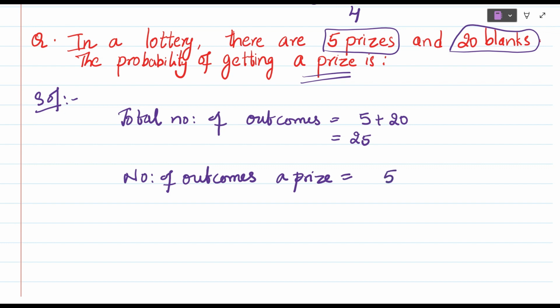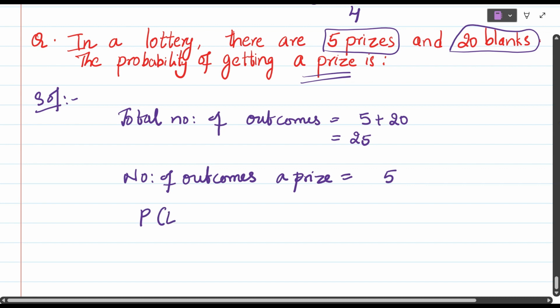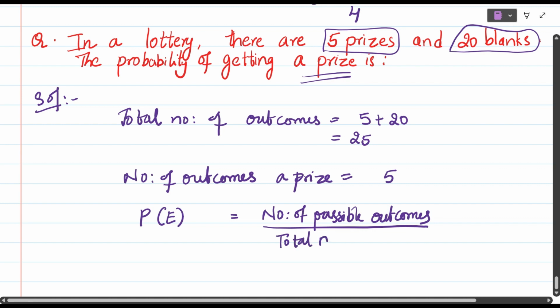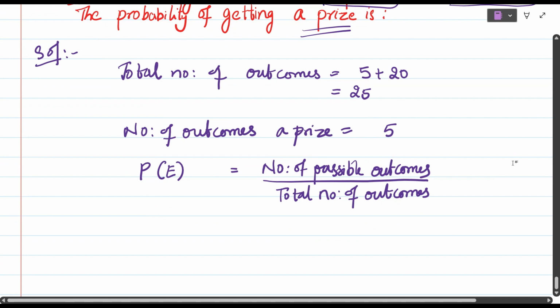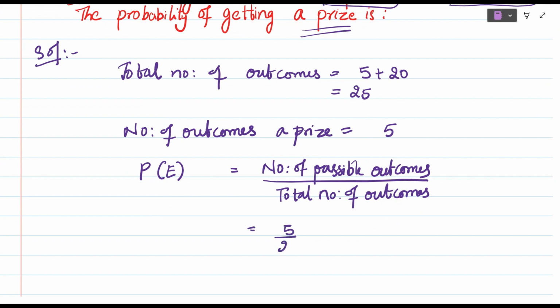So what is the probability of the event? Event I am going to take as a capital letter E. So the formula is the number of possible outcomes by the total number of outcomes. Okay, students. So how many are there? Just apply the values. 5 by 25. The answer is 1 by 5. Clear? Did you understand, students?